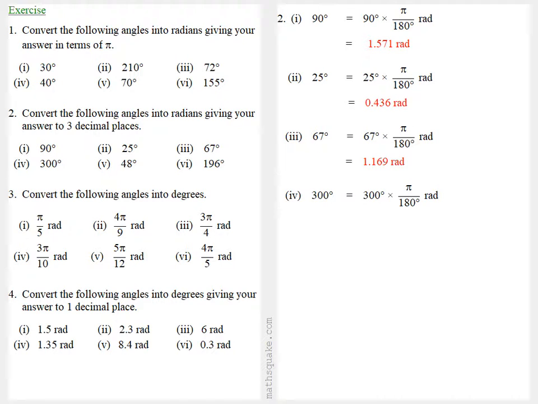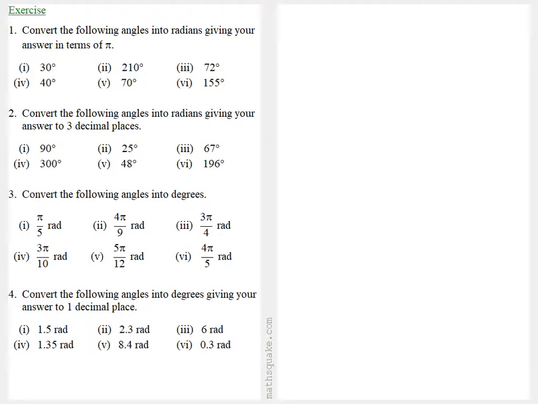In part 4, we've got 300 degrees. We multiply by pi over 180, and that gives us 5.236 radians. In part 5, we've got 48 degrees. We multiply by pi over 180 degrees, and that gives us 0.838 radians. And in the last part, we've got 196 degrees, which when we multiply by pi over 180, gives us 3.421 radians.